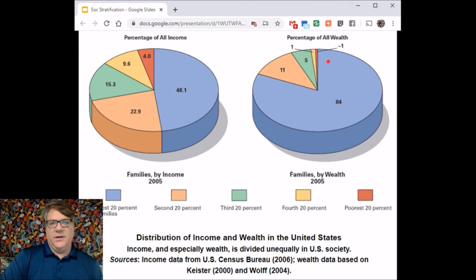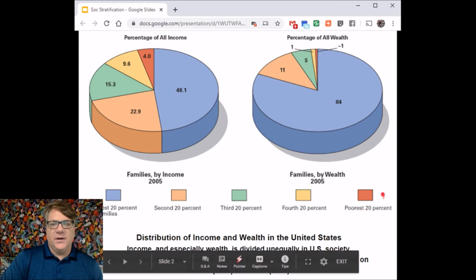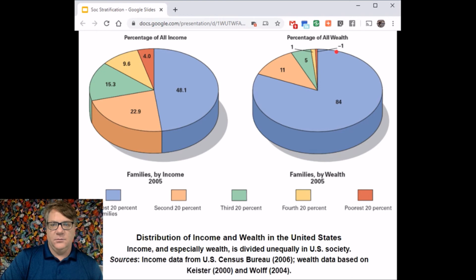Negative 1%. So the richest 20% account for 84% of all the wealth. The poorest 20% account for negative 1%. What is negative 1%? That is debt. Okay? So this is an interesting dynamic. If you add 1 minus 1, that is 0. The bottom 40% of families in the United States in 2005 had no wealth.